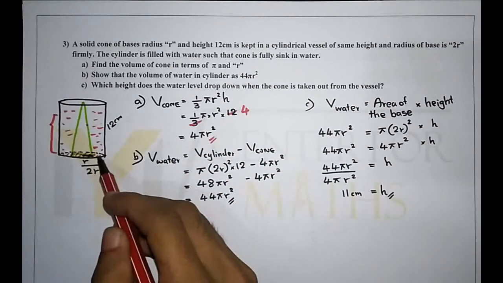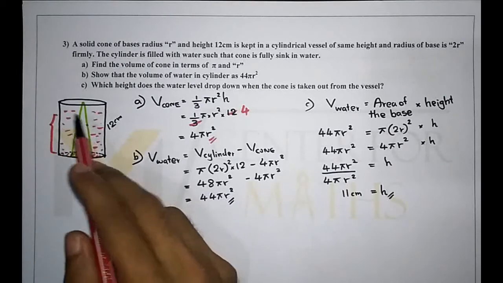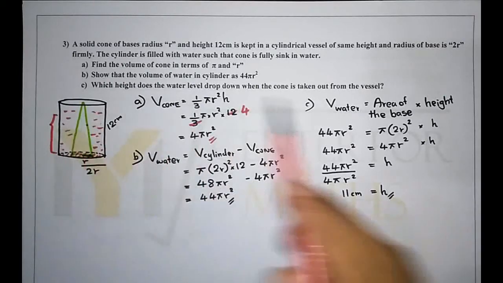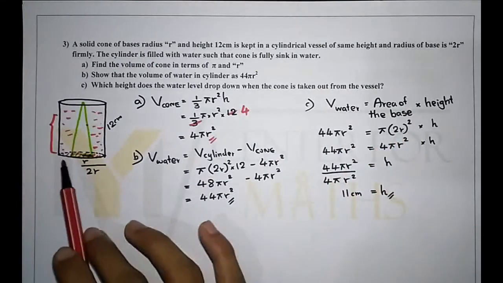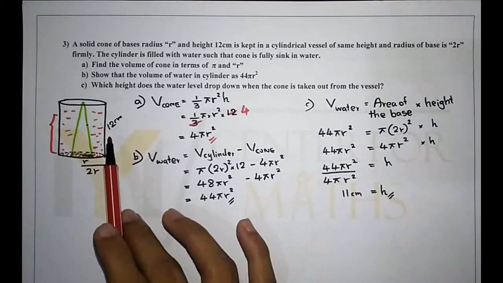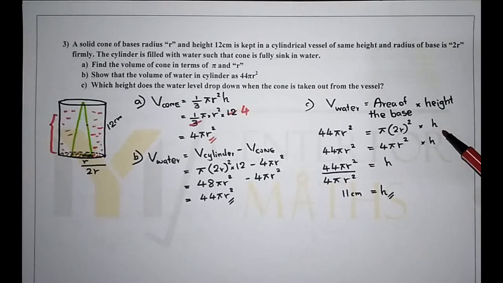The area of the water level is the same, and it takes the cylindrical shape, so we'll go with that. Volume of the water is equal to the area of the base times the height. We don't know the height. That's what they're asking us to find out.